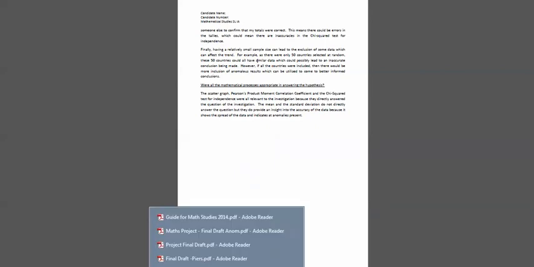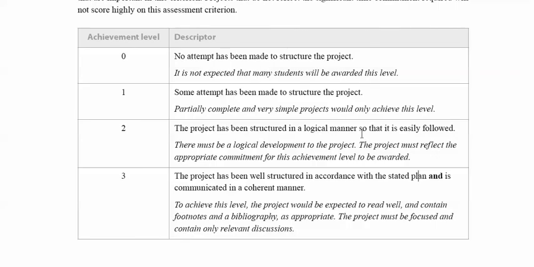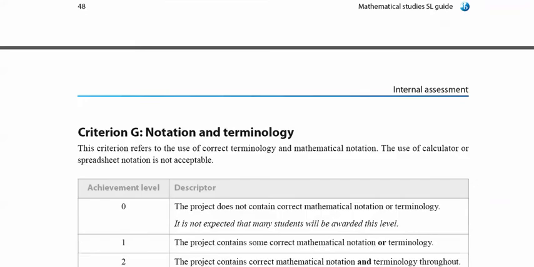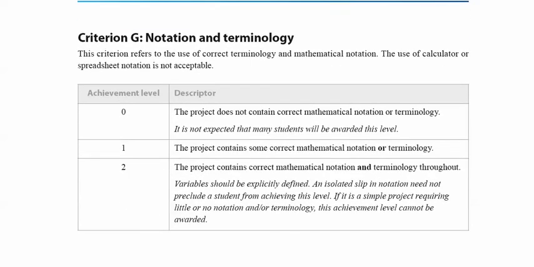Now, the last criteria is the one for notation and terminology. Okay. So it's only worth 2 marks. It's quite easy to achieve if you remember certain things, right? Terminology is like using the correct words to describe things.